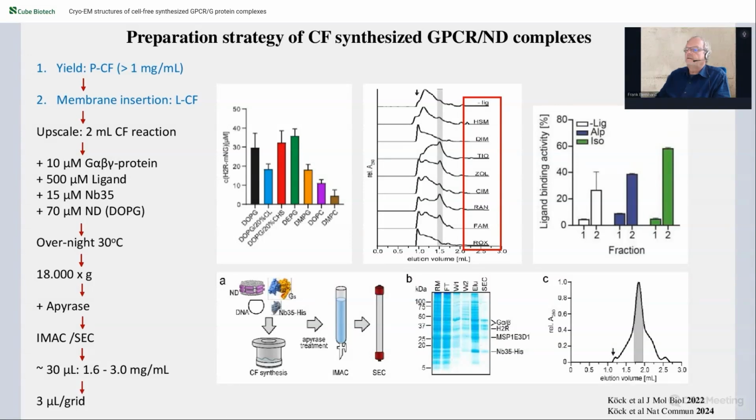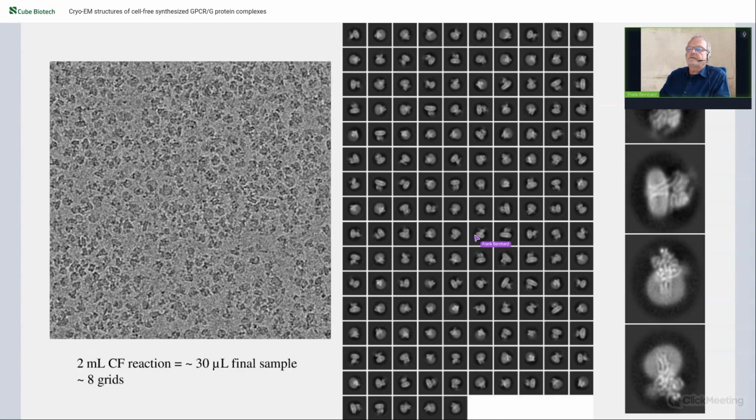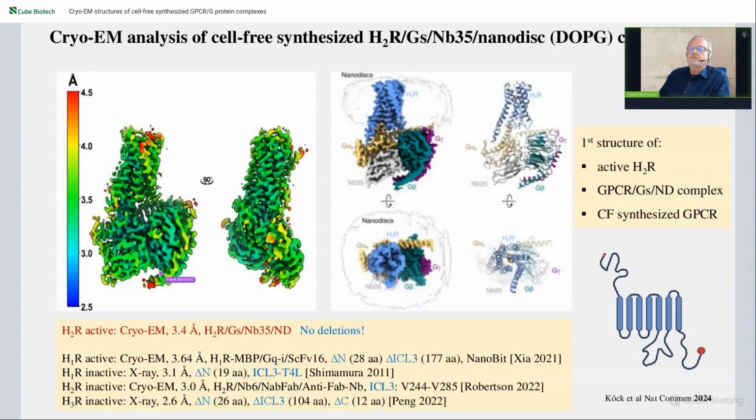So in case of the histamine receptor, this was how it looked like. Here is a representative micrograph of one grid. A good thing for the nanodiscs is they do not have any preferred orientation on the grid. So they have random orientation, so you can collect a lot of different class averages as shown here. And this makes structure calculation quite easy. With the histamine 2 receptor, we came down to a resolution of 3.4 angstrom, which is reasonable.